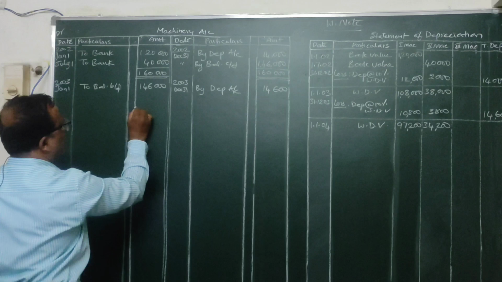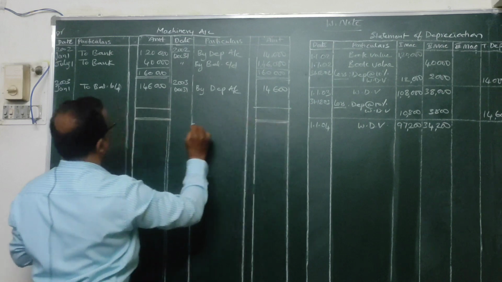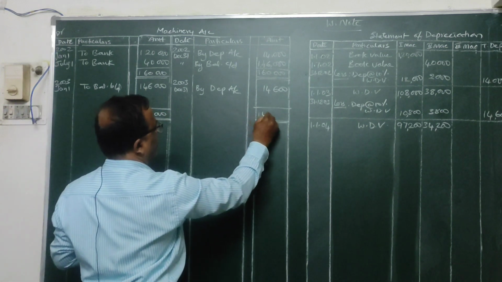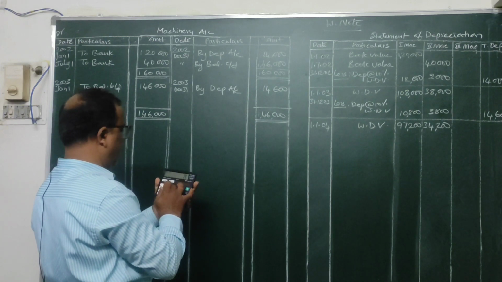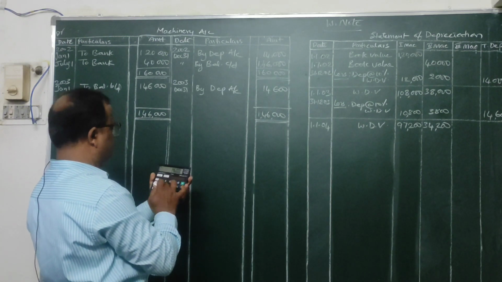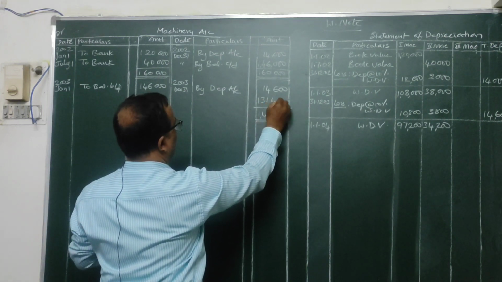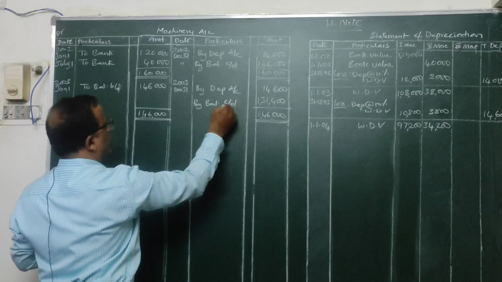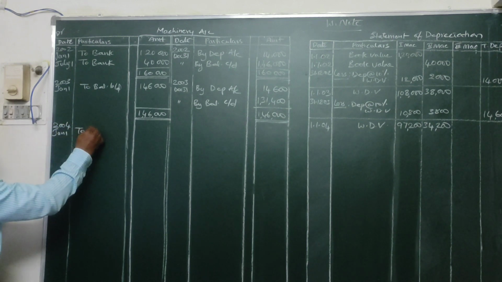So you are going to balance this account there. Year after year, every year you are going to balance the account. So simply balance this. The total here is 1,46,000. Now from 1,46,000 subtract 14,600: 1,46,000 minus 14,600 will be 1,31,400. So this is nothing but by balance carried down. This is on 31st December, which will become, in the year 2004 on January 1, the balance brought down.